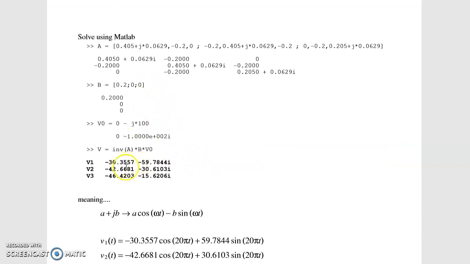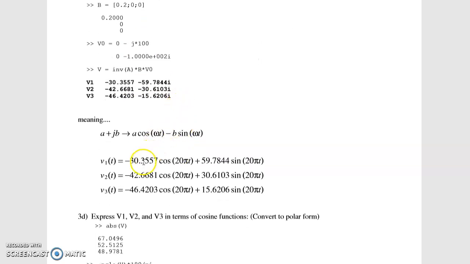Again, the solution is just like we had before, except now the answer is complex. What the answer means is the real part is cosine, minus j is sine. So V1 is 30.3 cosine 20 pi t plus 59 sine 20 pi t.